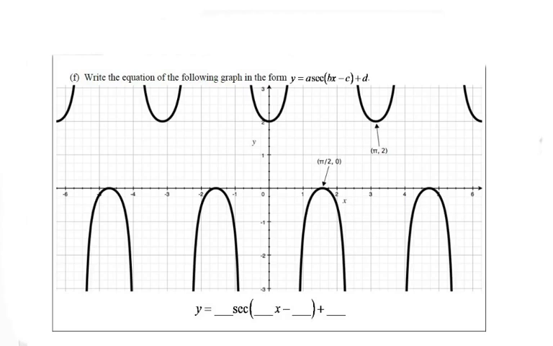Now let's do our last one. For our last one, we have to find the A, the B, the H, and the C. But notice that the way our answer is written, the B is multiplied out into it.